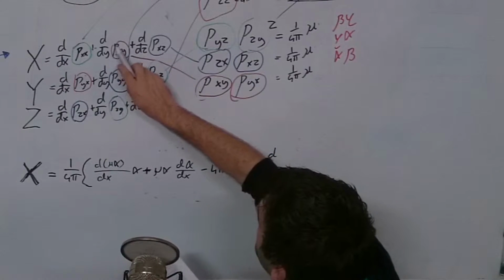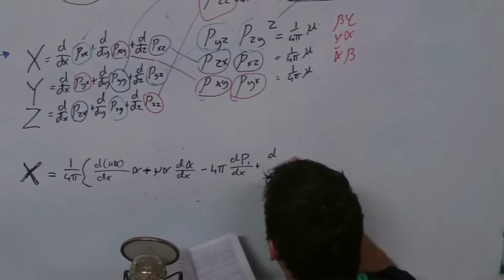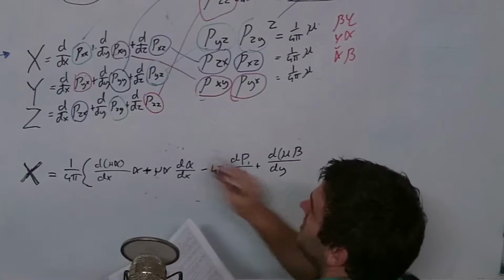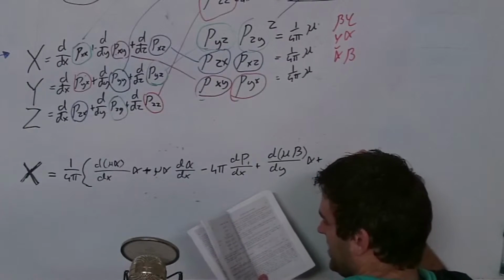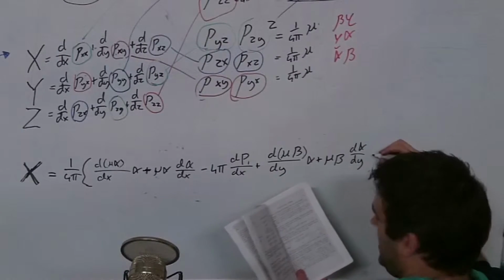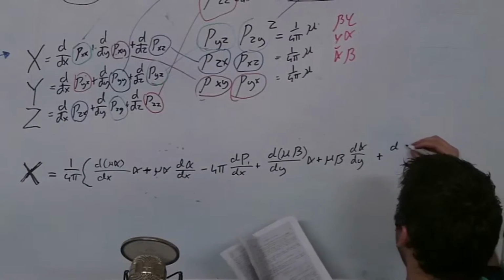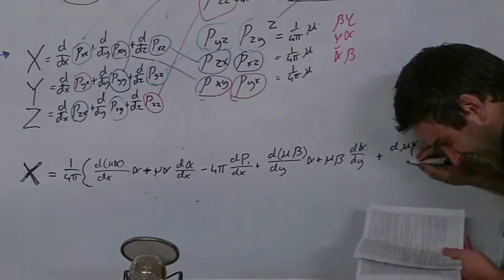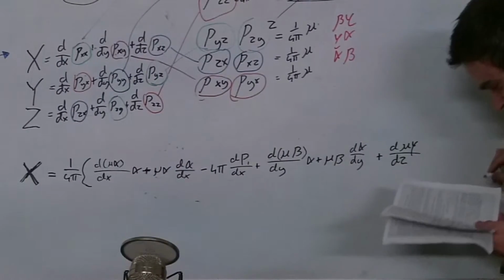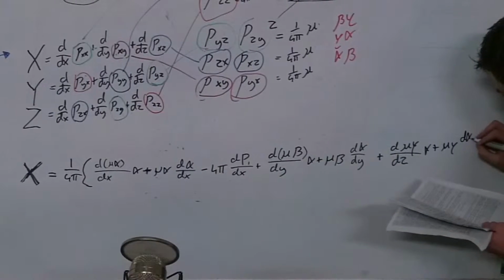Second part, that one, dy times pxy would be d(μβ)/dy times α plus μβ dα/dy. And we're not yet there. That's the end of the second part. Plus, and it's the last part, d(μγ)/dz α plus μγ dα/dz.